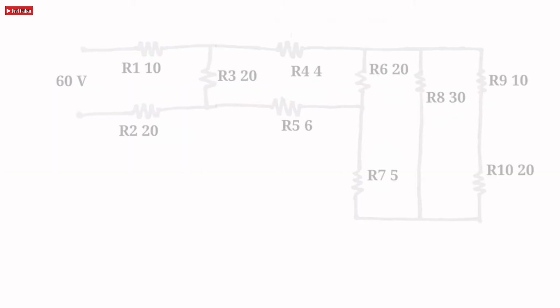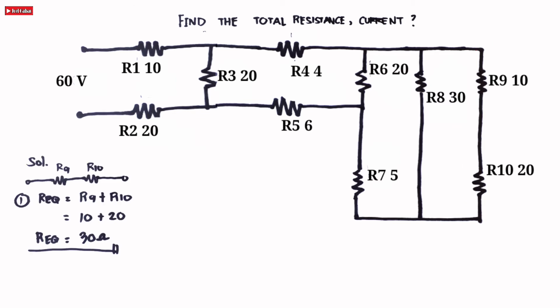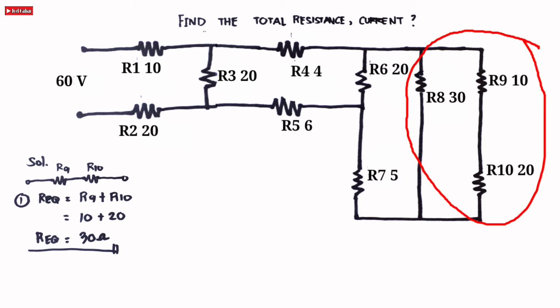In the next example, it's going to be harder, but by the technique of collapsing the circuit and redrawing to simplify, together we can do this. So let's start with R9 and R10 because the two are connected in series. By the formula of series, R9 plus R10 is equal to 10 plus 20, equivalent to 30 ohms. After this, we should redraw the circuit with R8 and R equivalent.